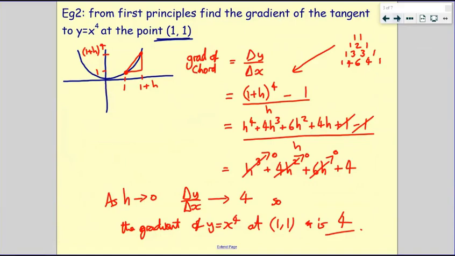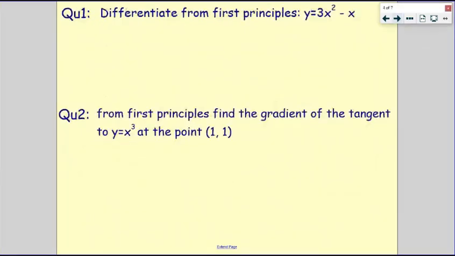Okay, so what I'd like you to do is have a go at these 2 questions. They're very similar to the 2 that I've done. Pause the video, and in a moment I'm going to share the answers.